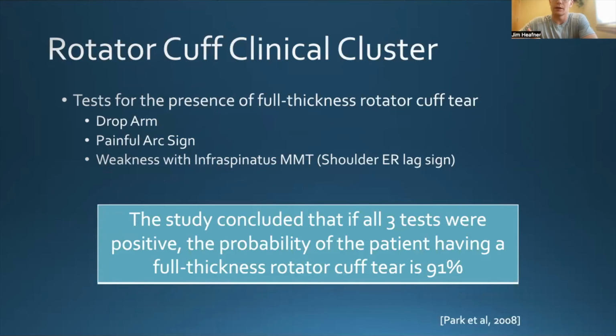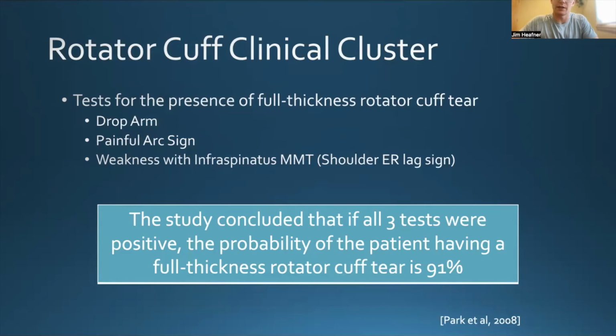The clinical cluster that you need to know for the rotator cuff is for the presence of a full thickness rotator cuff tear. So for a full thickness rotator cuff tear, we're going to see a positive drop arm sign, positive painful arc sign, and then weakness with the infraspinatus manual muscle testing or a shoulder external rotation lag sign. The 2008 Park study concluded that if all three tests were positive, the probability of a patient having a full thickness tear was 91%. So if all three of those are positive, that's going to be a pretty good likelihood that they have a rotator cuff tear.